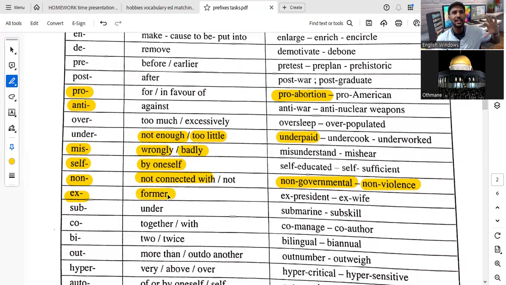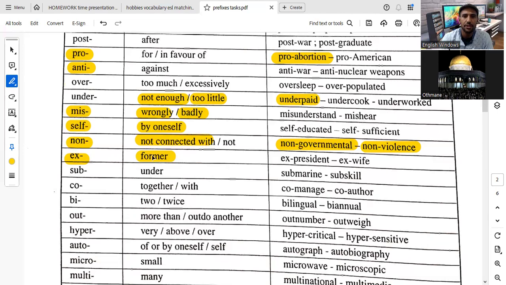Ex means former or previous. We say the ex-wife of Mr. Ahmed, meaning his former wife, right? Okay? The ex-president Trump is the ex-president of the United States of America. It means the former president, right? And that's it. So that's the meaning of ex here.